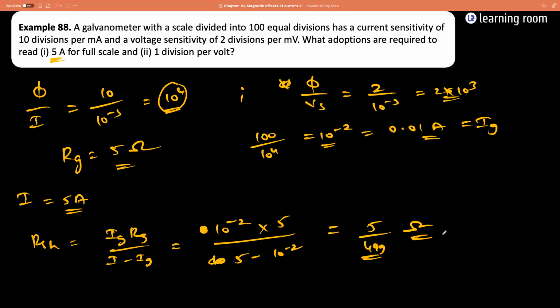Similarly, what are we supposed to do to get 1 division per volt? Sir, how are you getting RG equal to 5? RG is 5 because they have given the current sensitivity. VSC 5 divided by R into IS is 2 into 10 power 3. So 5 by that, they have given it as 10 divided by 10 power minus 3. Plug that value here. Actually, you'll get 10 by 2, so that is 5.